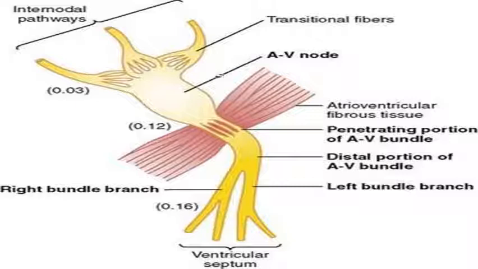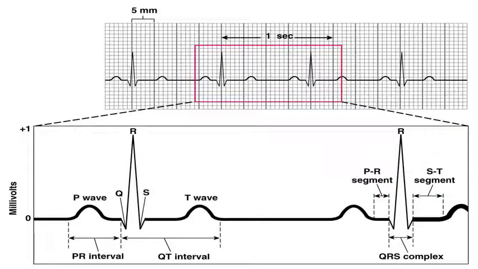So why is this delay necessary? If this delay was not there, then what would have happened? The atria and the ventricle would have contracted at the same time. So the atria would not have been able to empty its blood into the ventricle. You can see here how the impulse travels from the SA node through the atrial fibers to the AV node and finally to the ventricles. This is the graphical ECG representation, the PR interval.